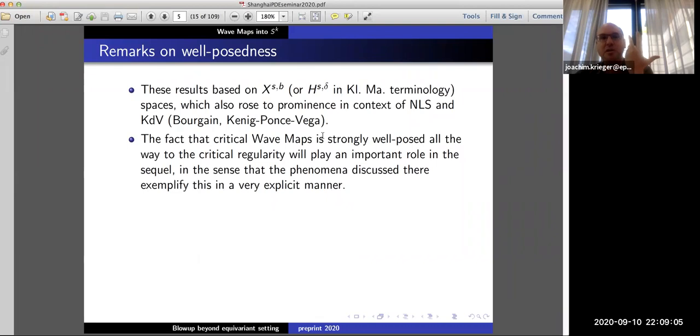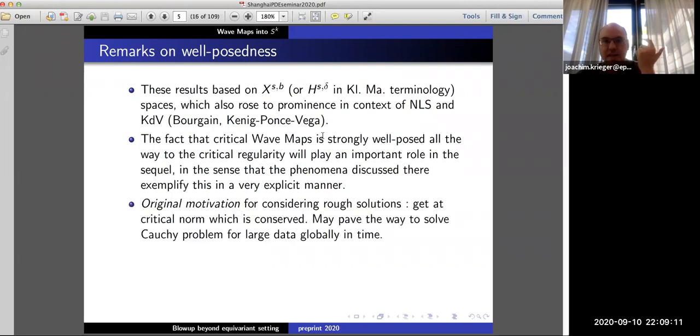Okay, so why do people care about these rough solutions to begin with? The original motivation that powered certainly a large part of the Klainerman-Machedon machinery was to get as close as possible to the conserved energy, because people were trying to establish the large data global existence result, which you have, for example, when your target is nice enough, such as a hyperbolic plane. Then for any kind of nice enough initial data, you have global solutions for critical wave maps. And it was understood that to approach this problem, you had to have a well-posedness theory that was basically at the level of the conserved quantity, which is the energy for the critical problem.